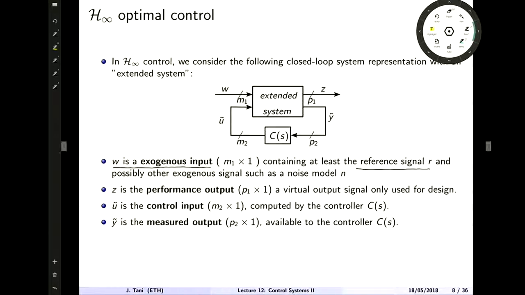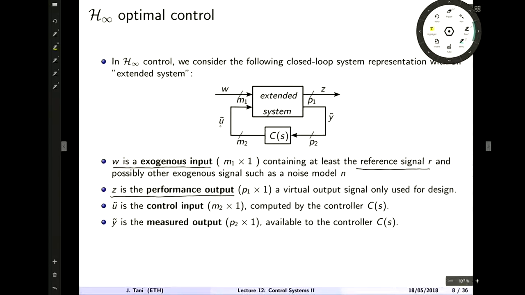On the right-hand side, we have C, which is called the performance output. And that's a virtual output signal that we only use in design. So if you open the Skogestad book, you shouldn't think, oh, this is something that I will actually measure and have in my physical system. It's not. This is a design quantity. So what could C be? We will see later that typically it's a weighted version of the regulated variables.